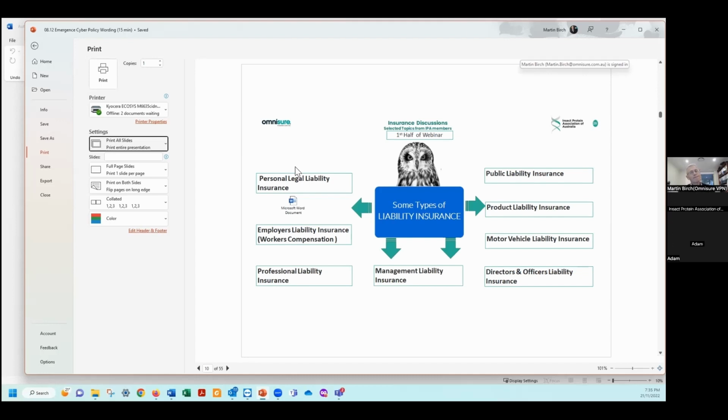Happy to take that further. But I suspect that, I don't know if some members are livestock farmers and do this, you know, starting up an insect protein business on the side. I'm not sure.